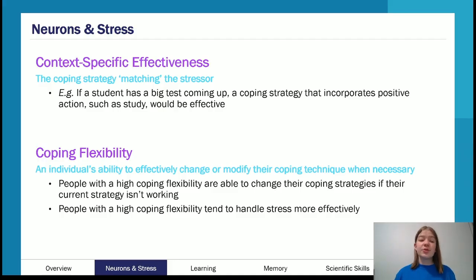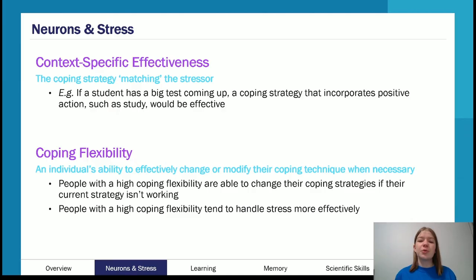When we're thinking about using our coping strategies effectively, what we really want to think about is context-specific effectiveness, where your coping strategy is going to match the stressor well. For example, if you have a big test coming up, it's probably not going to be the most effective thing to take on an avoidance strategy where you just procrastinate and scroll social media, and it might be a bit more effective to use an approach strategy where you potentially study a bit. But you also want to have coping flexibility, and this is going to allow you to have more context-specific effectiveness because you have a range of different coping methods.